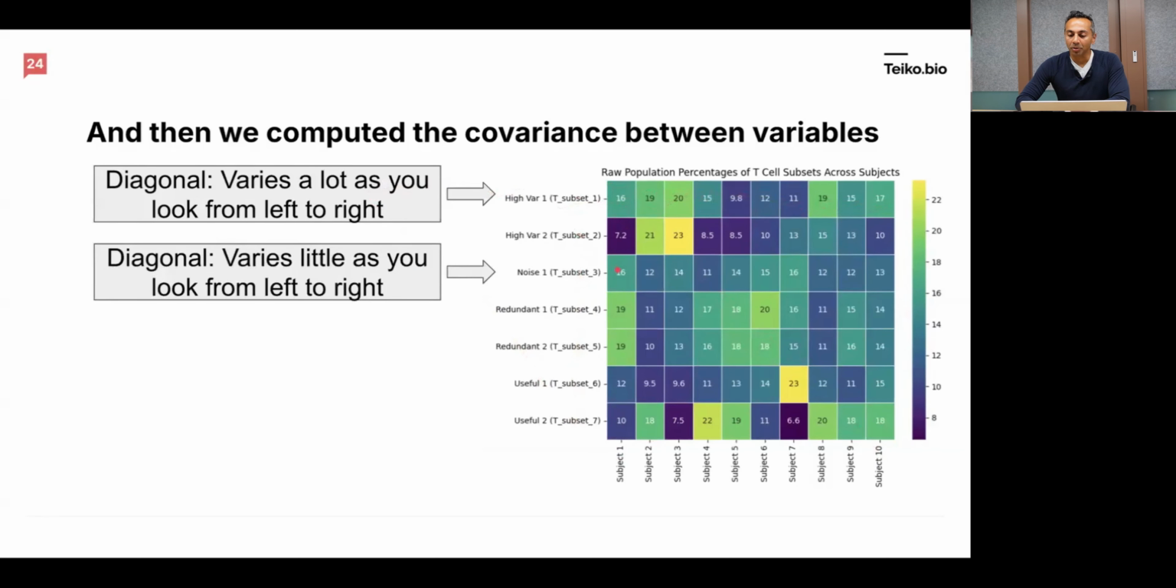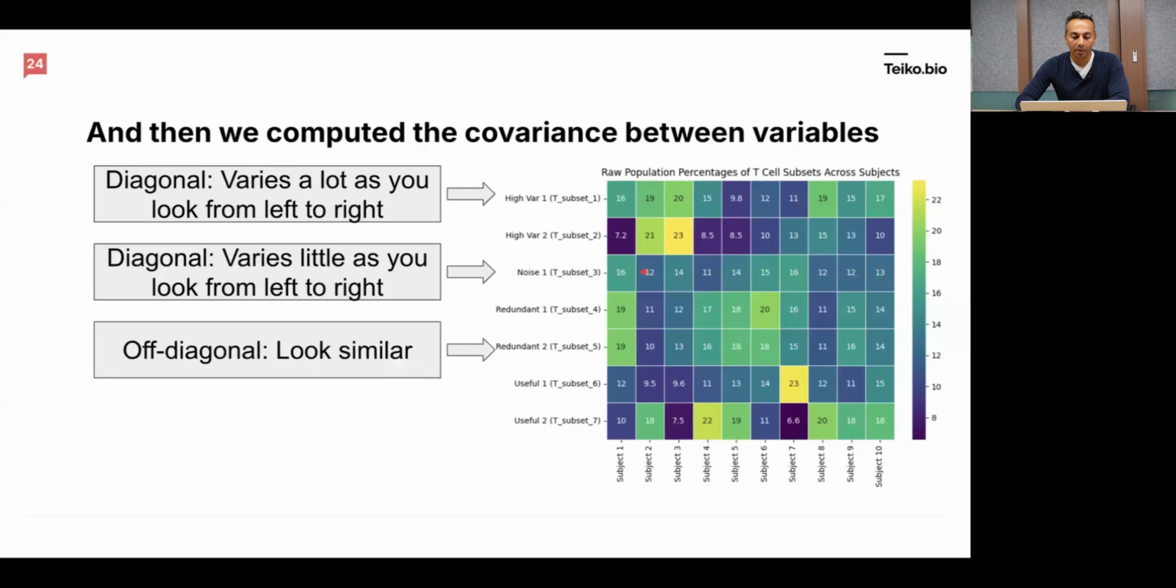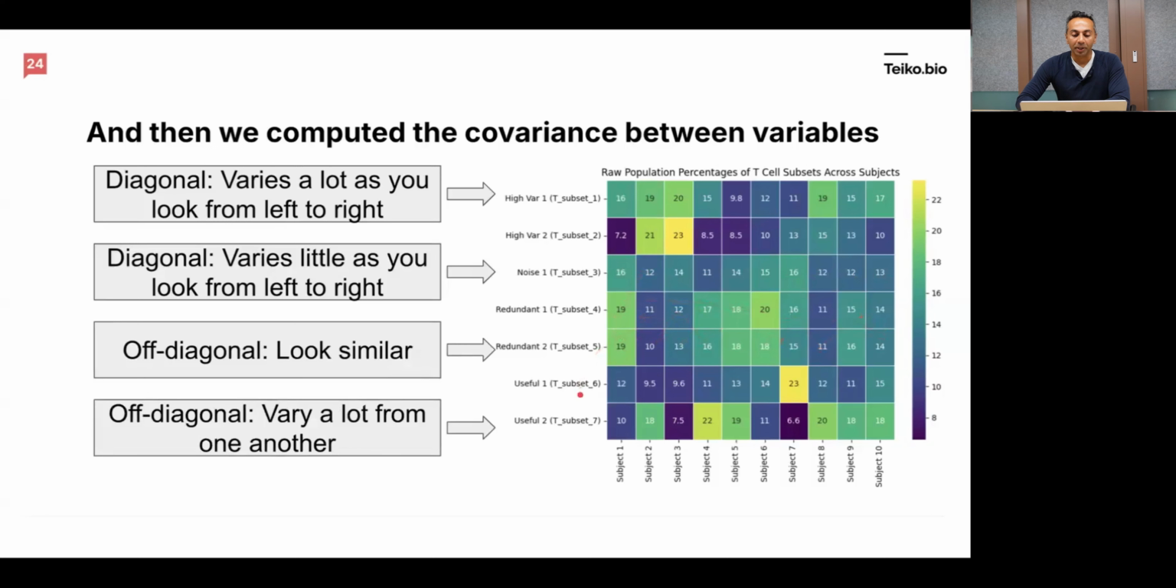This population labeled noise doesn't vary that much as you look left to right, so this population is likely to be noise. These two populations covary a lot together, so this is redundant, 1 and 2. These guys go up and down together, so they are unlikely to be useful, and perhaps one of them can be dropped. And off diagonal, these vary a lot from one another, so they have a high covariance as you go from left to right.